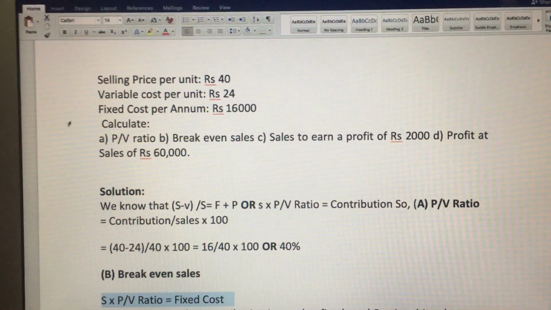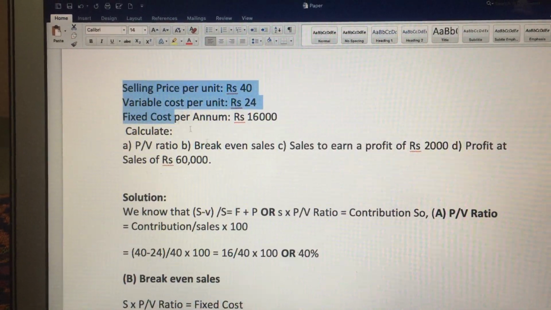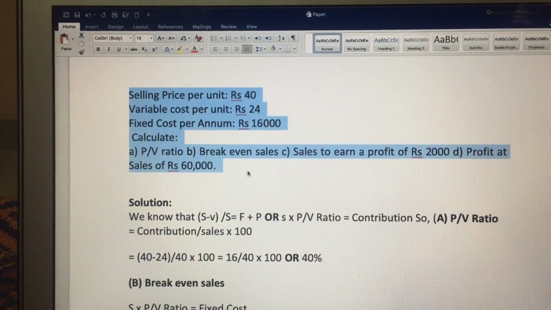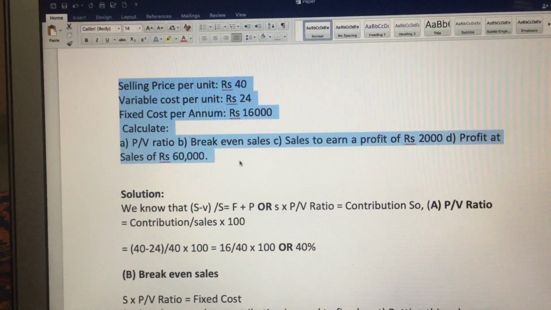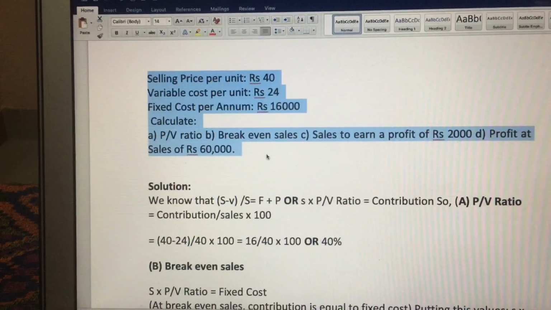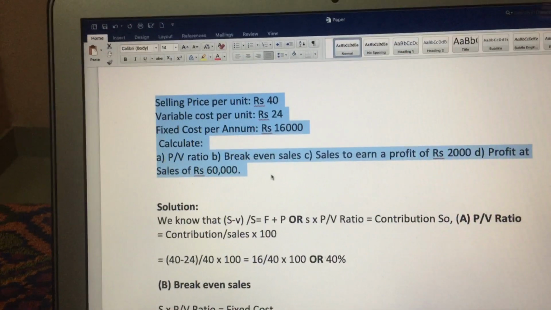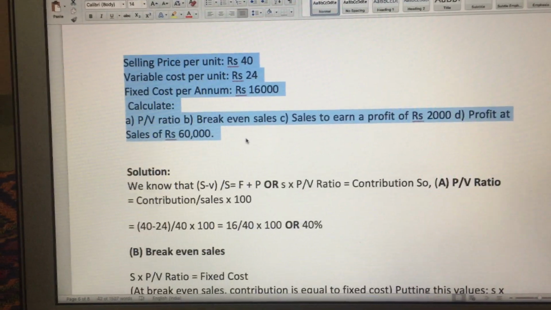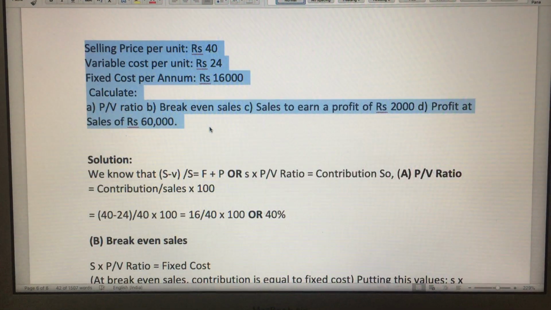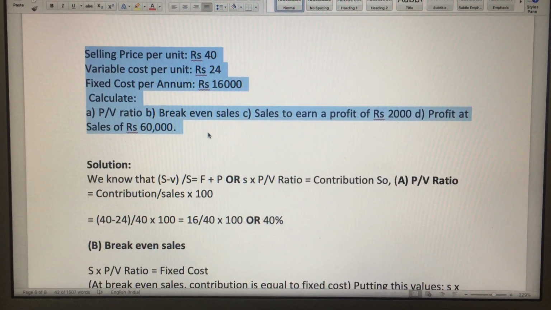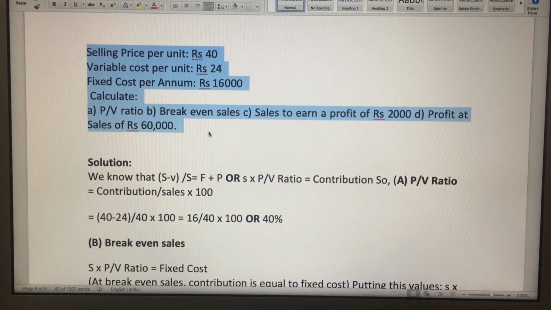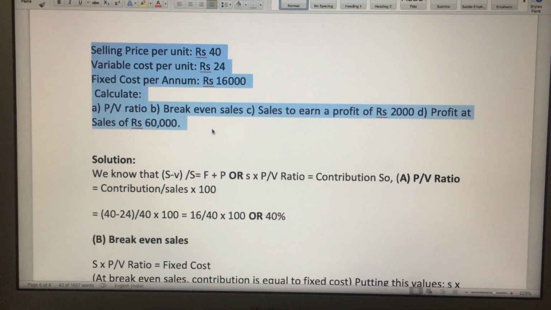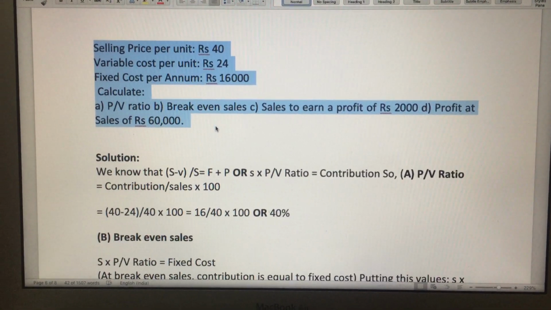So in this video we will be solving this numerical in which selling price is given rupees 40, variable cost 24, fixed cost 16,000, and we are required to calculate PV ratio, break-even sales, sales to earn a profit of 2,000, and profit at sales of rupees 60,000. I think that I have given you this numerical on your Google Classroom.